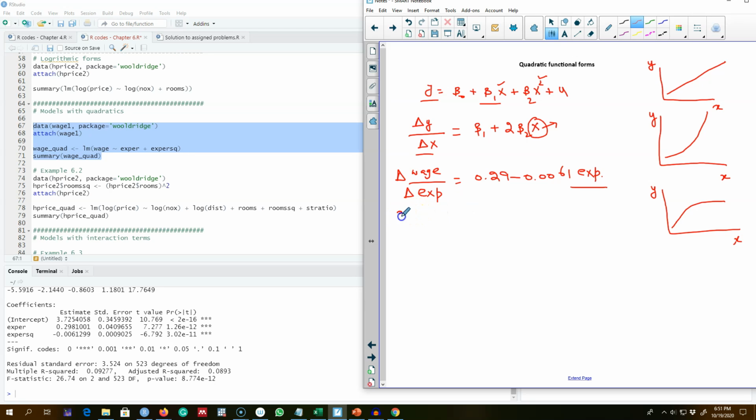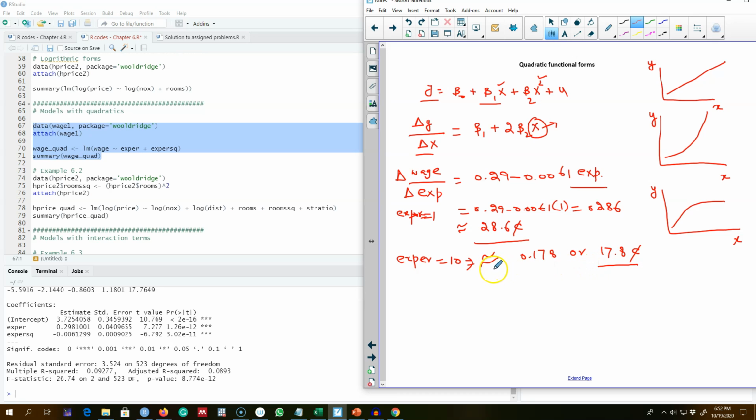For example, if experience equals 1, that is 1 year of experience, we would expect 28.6 cents more in wages. Similarly, when experience is 10, we can show that the increase is 0.178, or 17.8 cents, right? So as you gain more and more experience, extra experience is not adding a lot to your salary. In this case, returns to experience itself depend on experience.